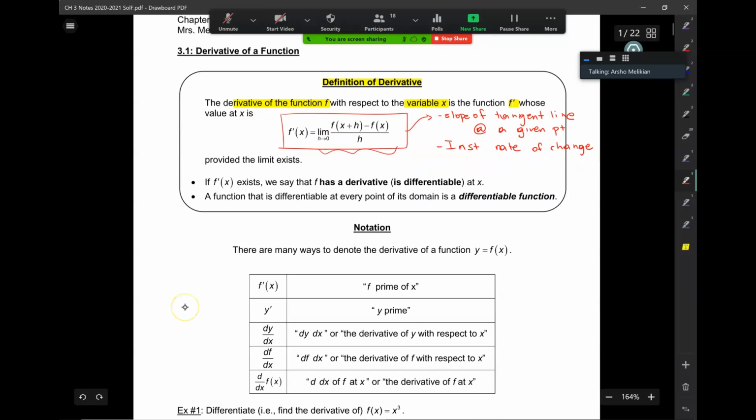Now, if the derivative exists, and we'll talk about when it does and when it doesn't, if f prime exists, we say f has a derivative, or we say it is differentiable. All right? So being differentiable means it has a derivative.